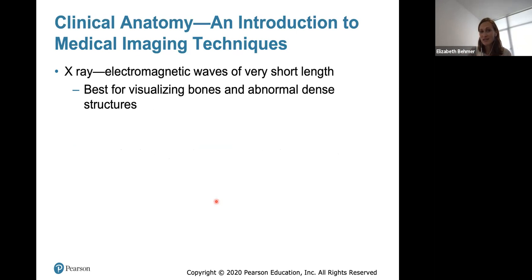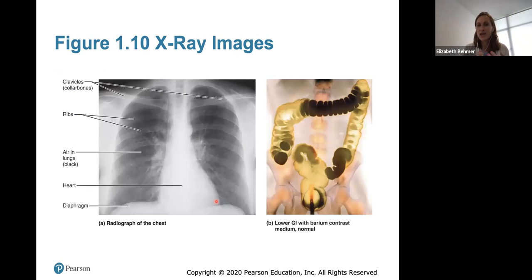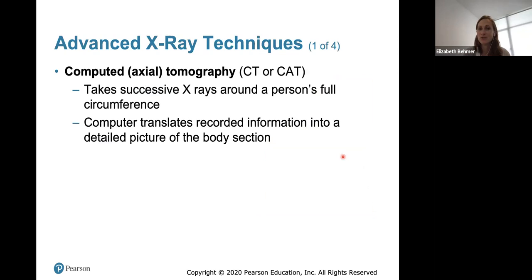An X-ray then is an electromagnetic wave of a very short length, and X-rays are best for visualizing bones and abnormal dense structures. As shown here, we can get a chest X-ray and also a lower GI X-ray showing barium contrast. So this person was injected with an element called barium to allow us to see a little more in depth the color, the shape, and the way the large intestine is laid out.